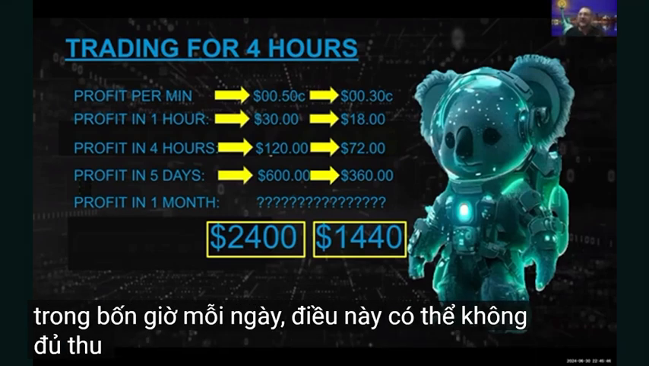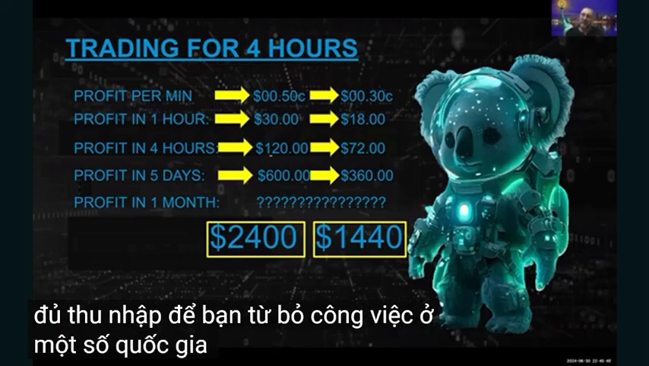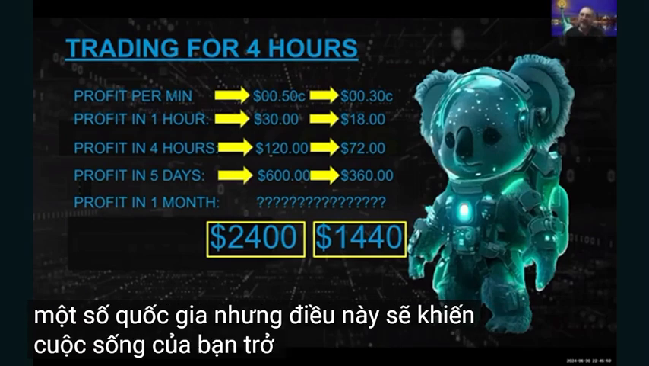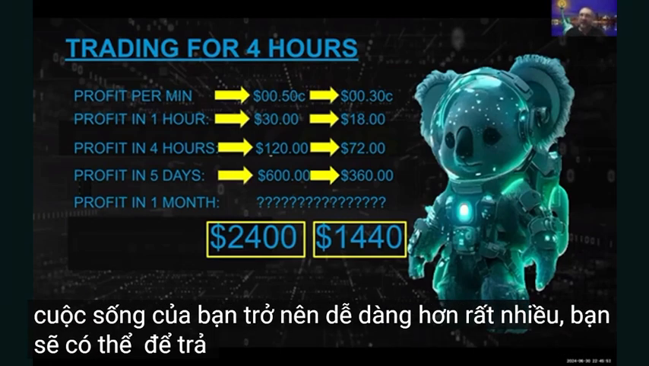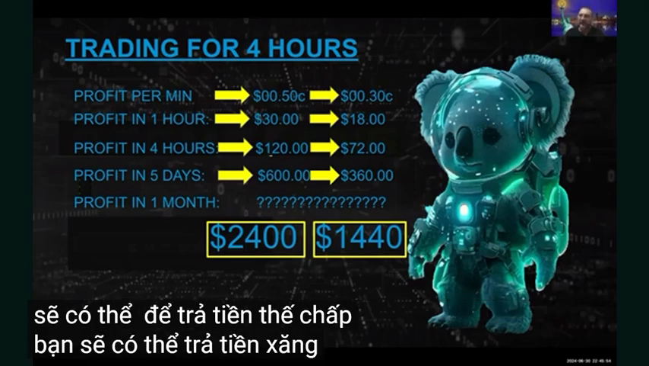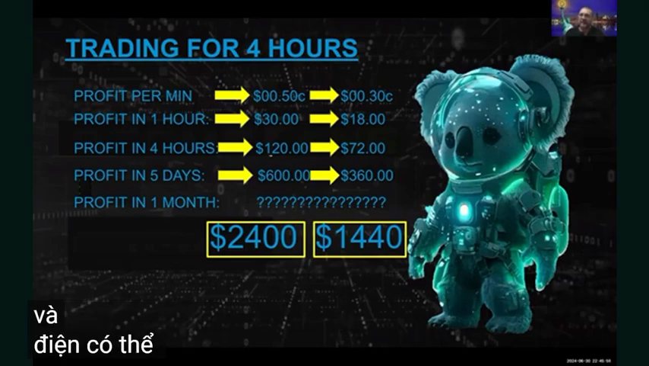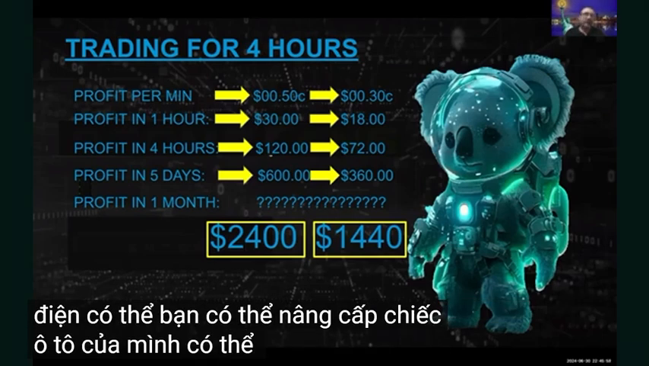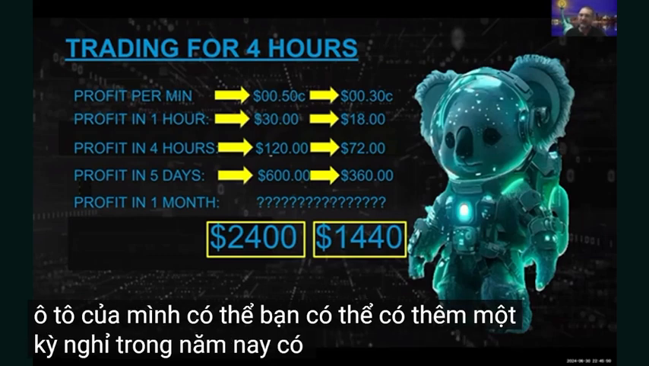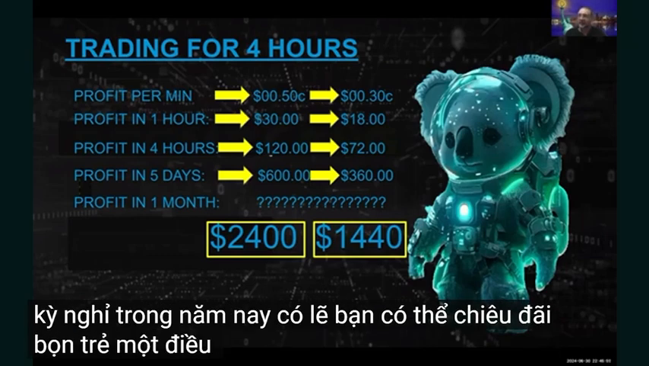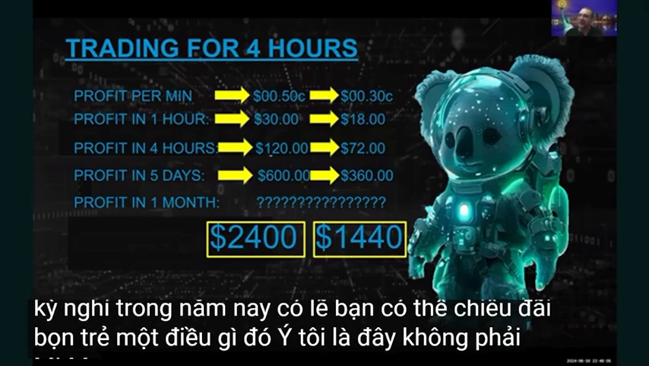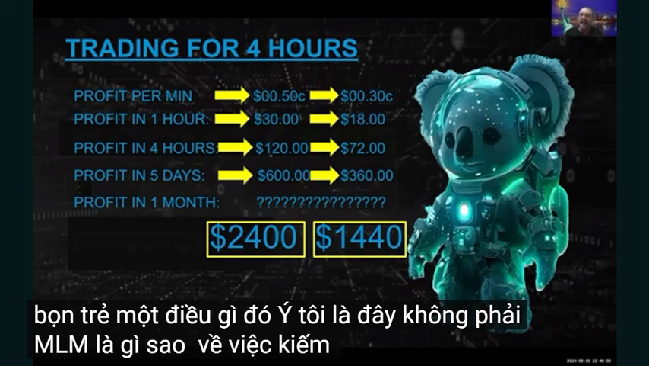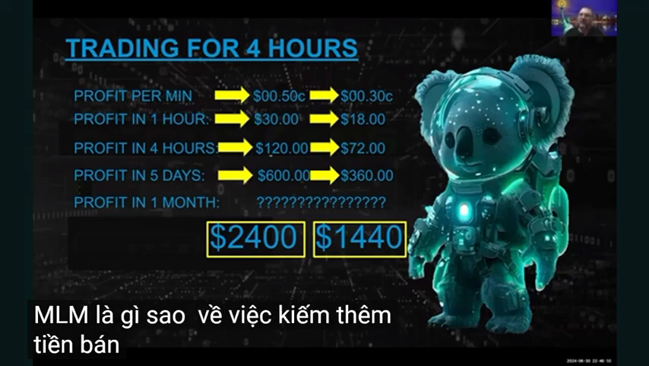This may not be enough income to give up your job in some countries, but this is going to make your life a hell of a lot easier. You're going to be able to pay your mortgage. You're going to be able to pay your gas and electric. Maybe you could upgrade your car. Maybe you could have an extra holiday this year. Maybe you could treat the kids to something. I mean, isn't this what MLM is all about? Earning that extra money part-time?